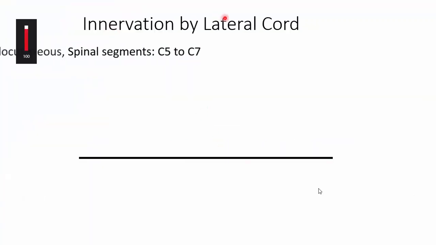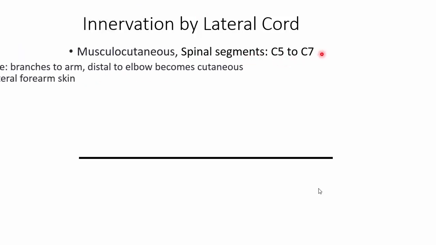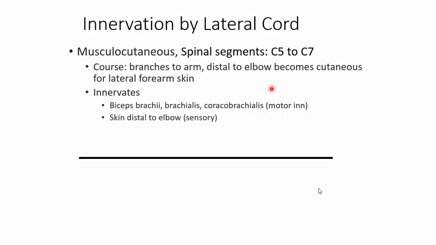Innervated by the lateral cord: the musculocutaneous nerve, spinal segments C5 to C7. Course: branch to the arm; distal to the elbow it becomes cutaneous for the lateral forearm skin. What does it innervate? Biceps brachii, brachialis, coracobrachialis: motor innervation. Skin distal to the elbow: sensory.